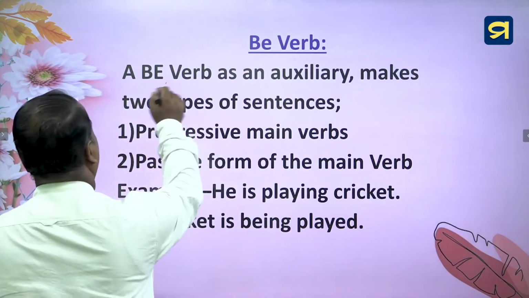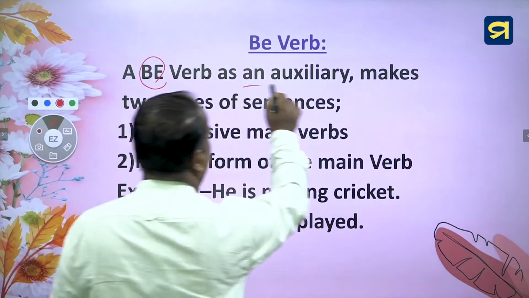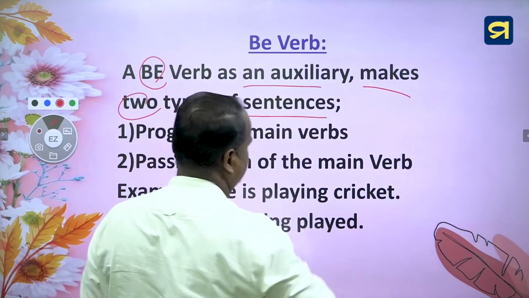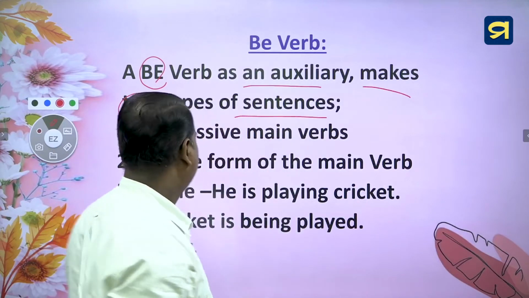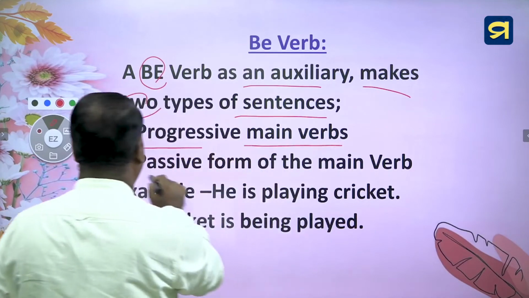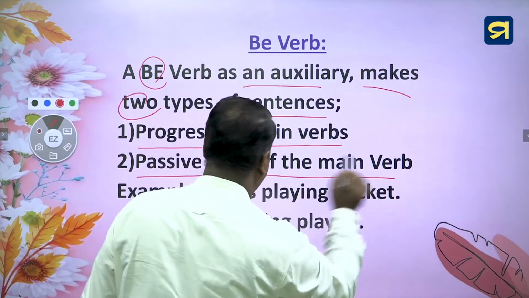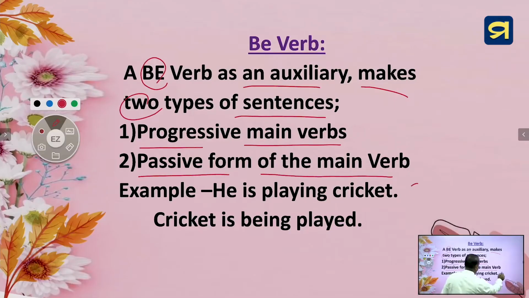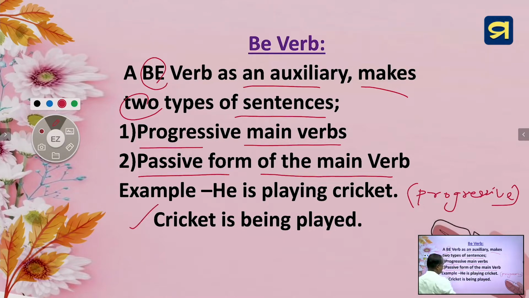Students, a be verb as an auxiliary makes two types of sentences. You have to know it well. First one is the progressive form of the main verb. Second one is the passive form of the main verb. Example, he is playing cricket. It is progressive form. Second one is, cricket is being played. It is passive form.